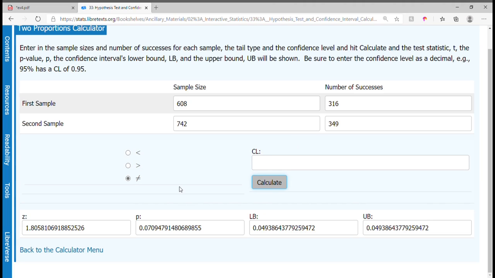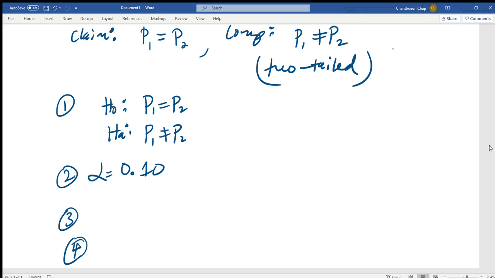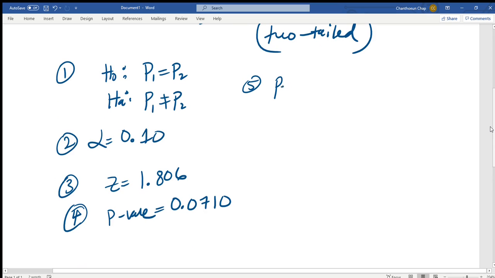Our z statistic is 1.806 and our p-value is 0.0709. Since this is a 2-sample proportion test, we have the z statistic is equal to 1.806 and our p-value is equal to 0.0710. In step 5, we'll state our conclusion.